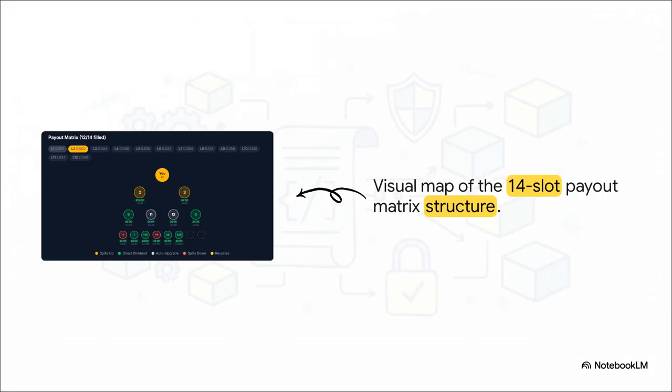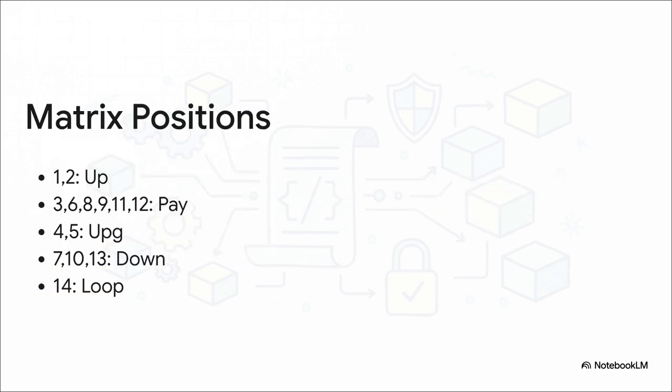Think of this matrix structure as an automated route map. When a payment enters this 14-slot matrix, the smart contract checks the specific position that payment landed in and routes it exactly according to the code. Period. No one is sitting at a desk deciding who gets paid. Every single position in this flow has a distinct program purpose. Let's rapidly decode that routing so you see how brilliant this logic actually is.